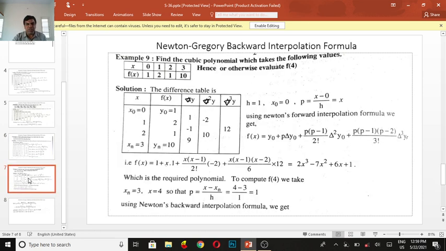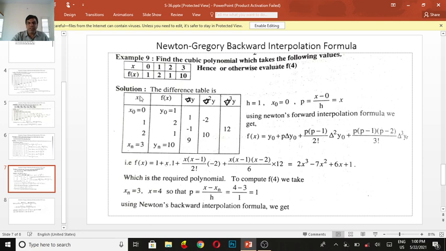Suppose we are given values of x. Now find the cubic polynomial. Find the cubic polynomial which takes the following values, hence or otherwise evaluate f of 4. Given x is 0, 1, 2, 3, and the corresponding values of f of x are 1, 2, 1, 10.